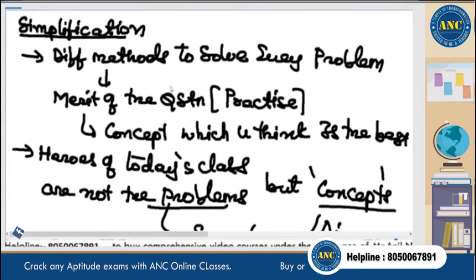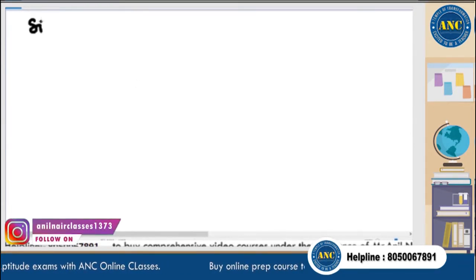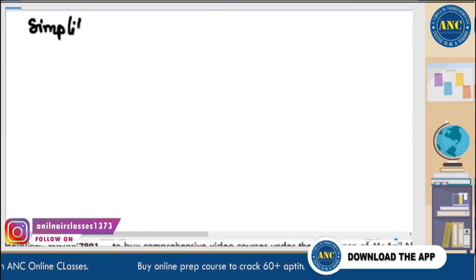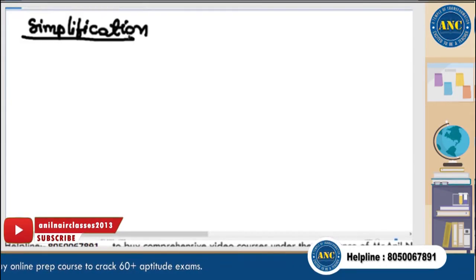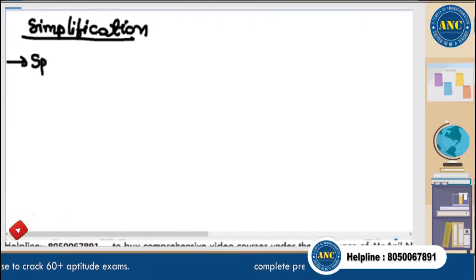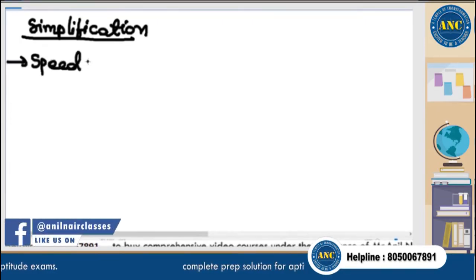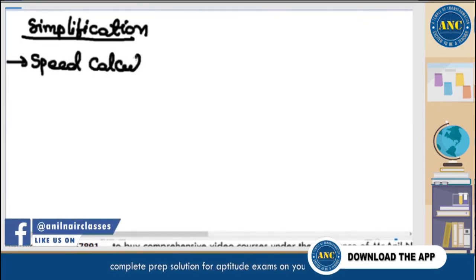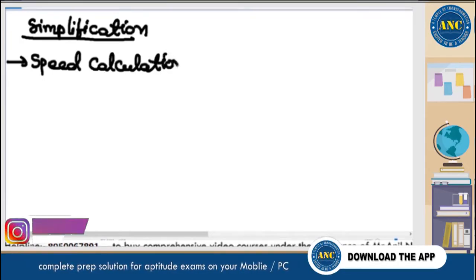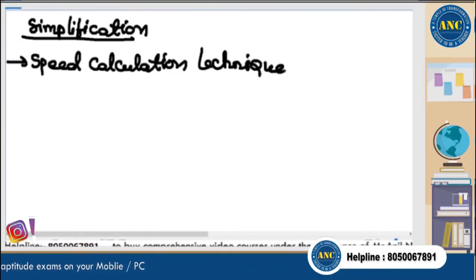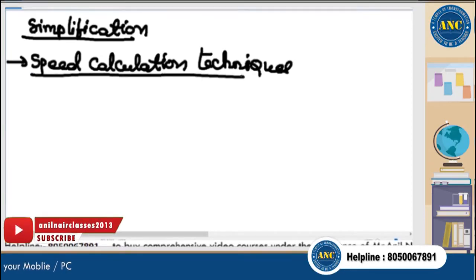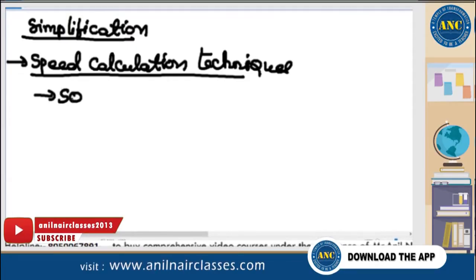To solve simplification questions, the following are mandatory. You should know all this. Wherever any concept is there, I will discuss. The following things you should know mandatorily, otherwise you will take a lot of time. One is speed calculation techniques. In case any student is new, I will discuss the concept again. In simplification, the following concepts you should know.